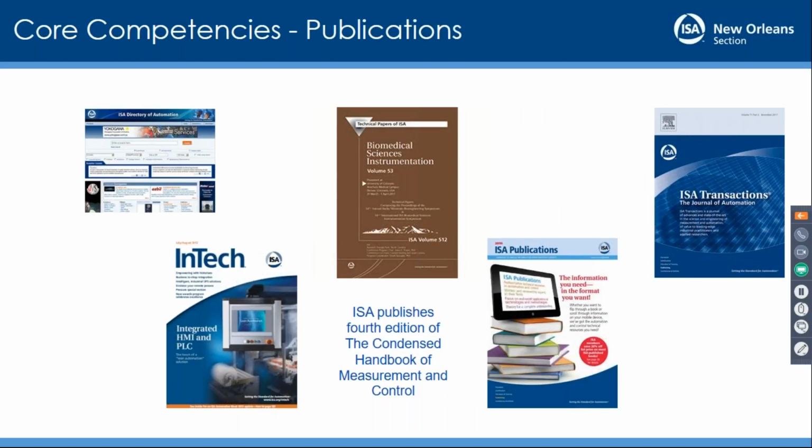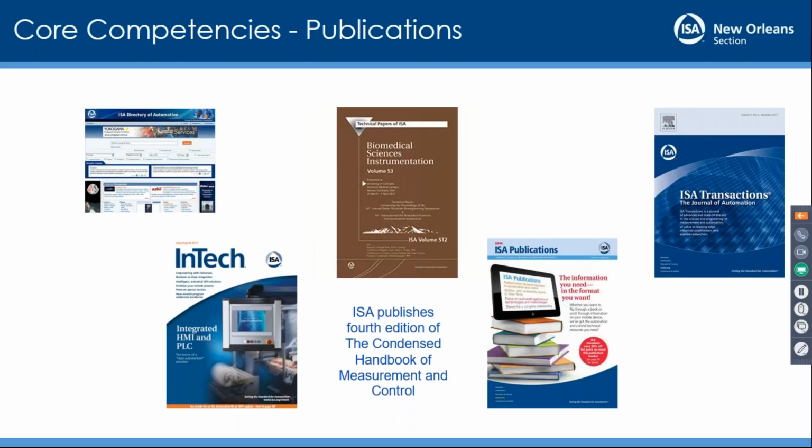Publications. Now I thought publications would be the moneymaker for ISA, but it's not. But ISA has gotten into a lot of ebooks now. And I just noticed, I think it was this week, they came out with the 4th edition of the Condensed Handbook of Measurement and Control, which is one of the basic parts of the ISA publications.